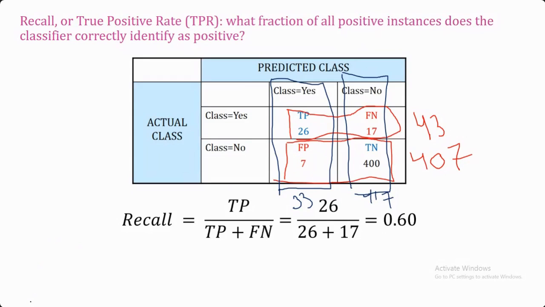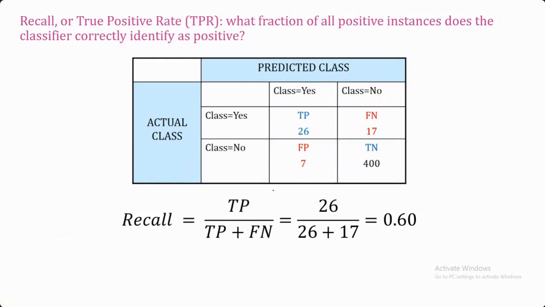Now the next thing is recall. Let me write down the number 33. Recall is based upon, out of the total, how many correct predictions there are. Like if I have 43 instances, out of those 43, how many instances have you identified correctly? So out of this 43, how many instances have you classified correctly. So this is your recall.